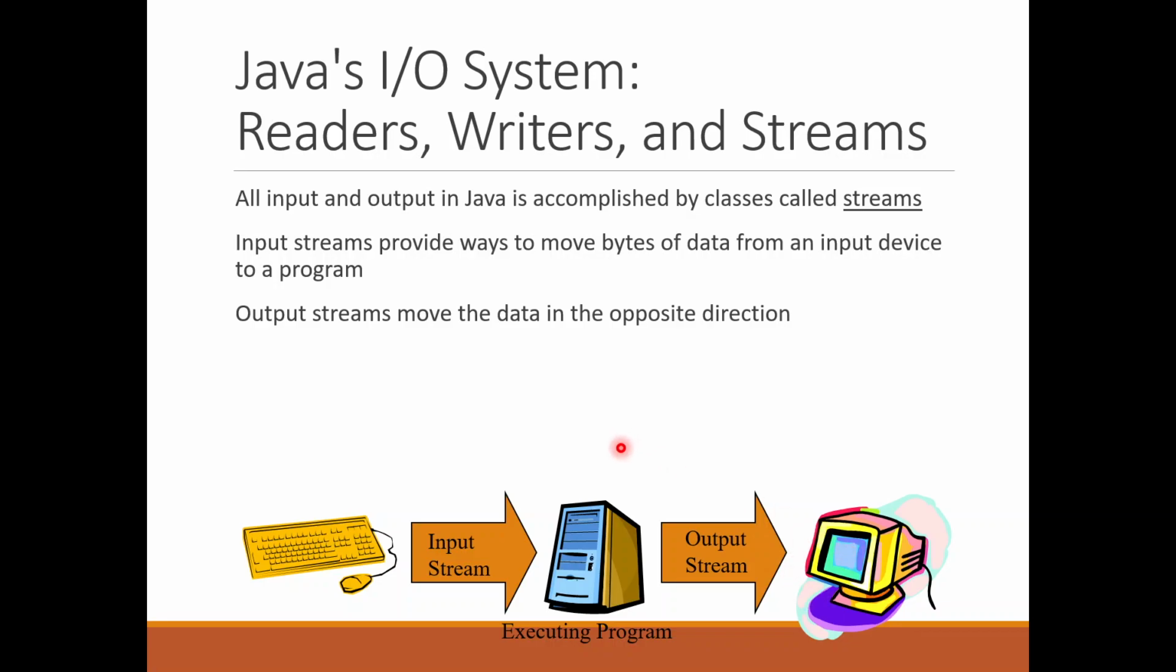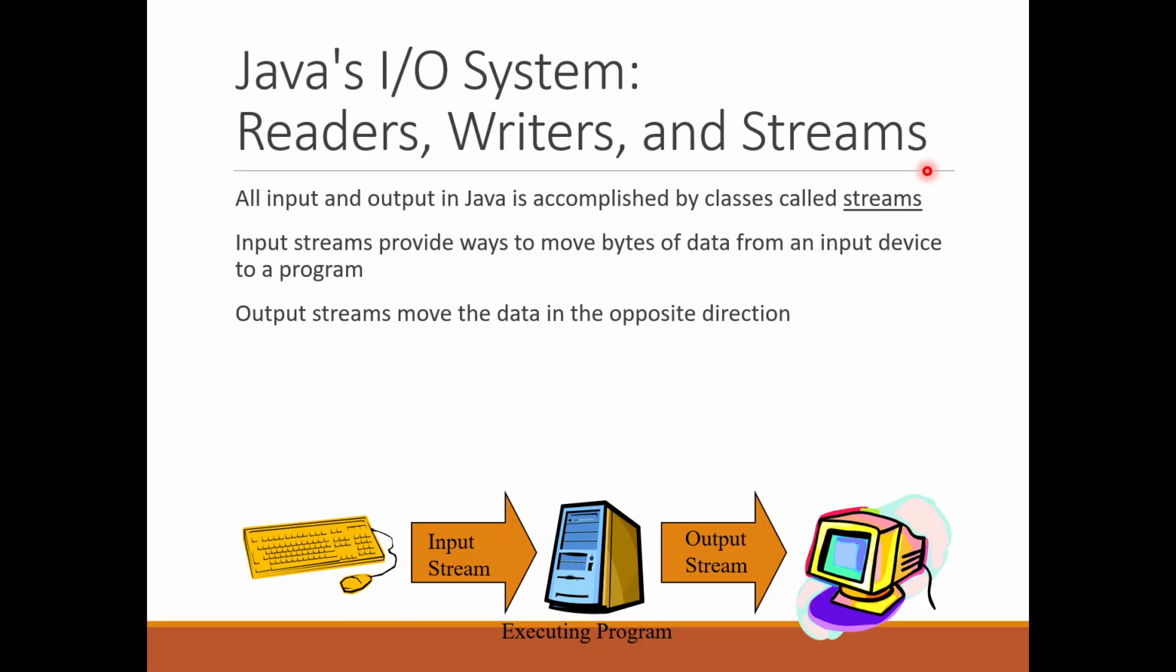So whatever input and output we are talking about, in Java this is accomplished by using classes which are called streams. So stream is very important. Both the input task as well as the output task in Java are carried out by special classes, and these are called streams.